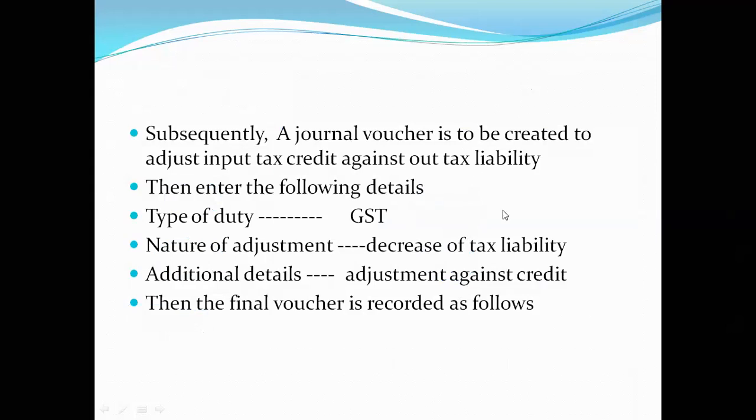What happens after finding out the net tax liability in the Tally software? A journal voucher has to be created to adjust input tax credit against the output tax liability. Then you enter the following details in the journal voucher in Tally software. Type of duty: GST. Measure of adjustment: you have to select decrease of tax liability. Additional details: adjustment against credit. Then the final voucher is recorded in the following manner.